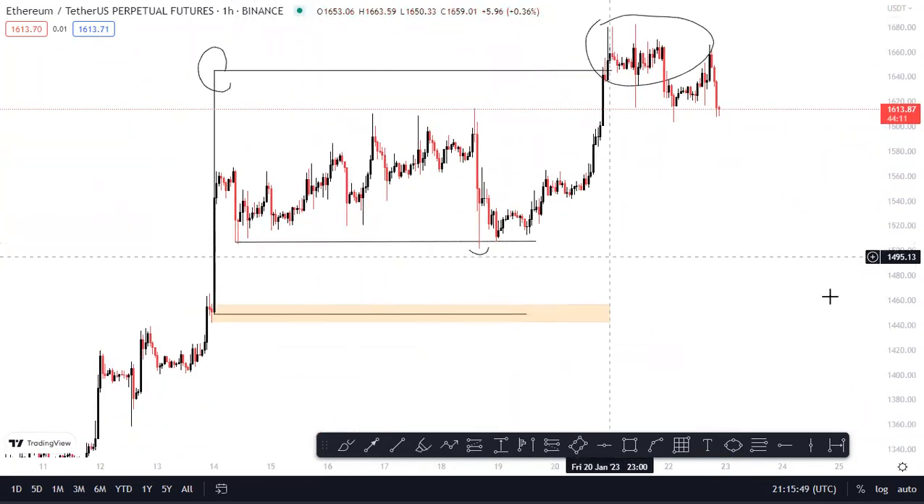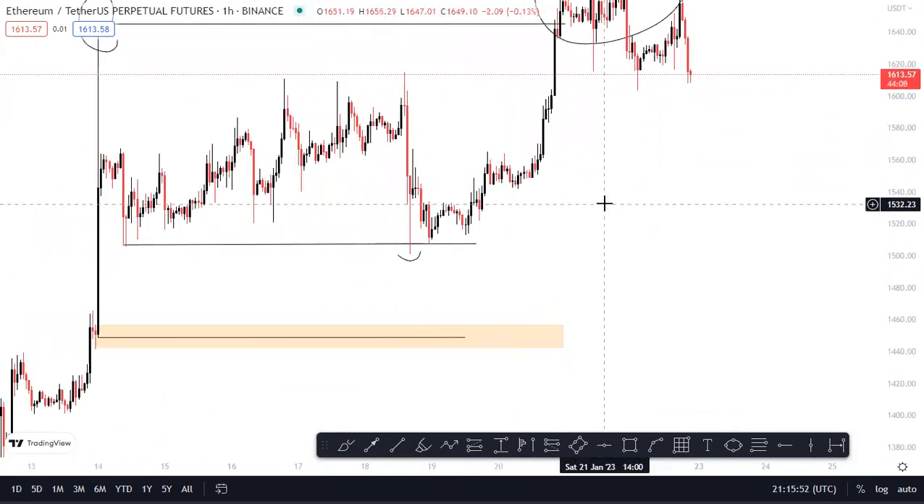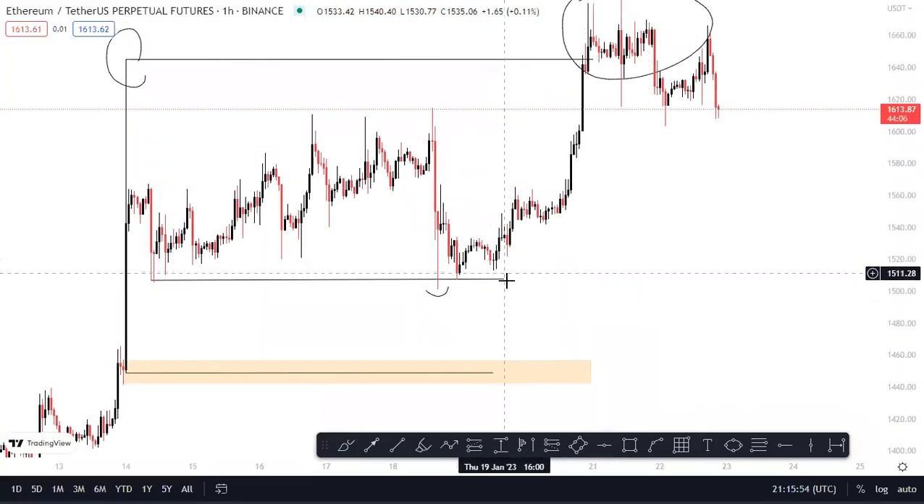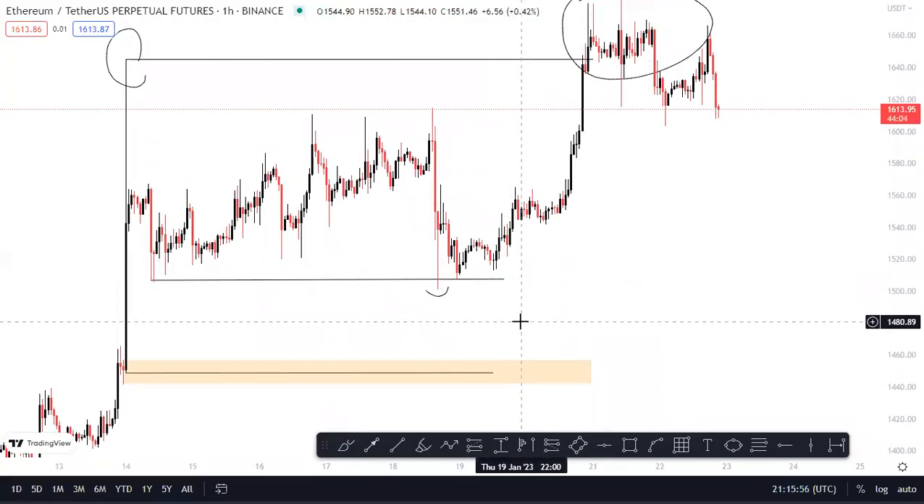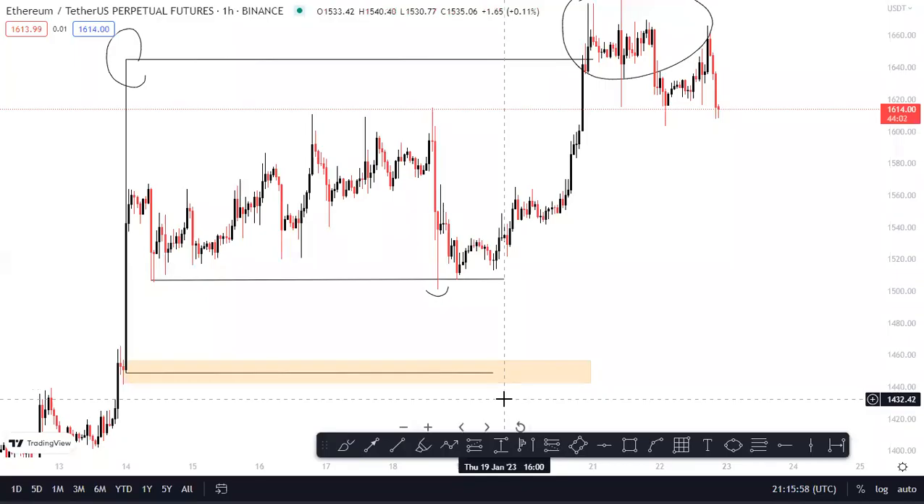So what did we do here? Although I didn't wait for confirmation before entering, because I knew it was going to buy. In my own trade, I entered from here.